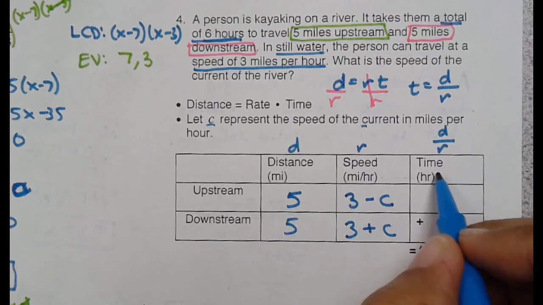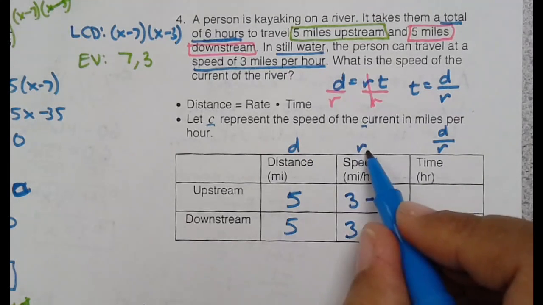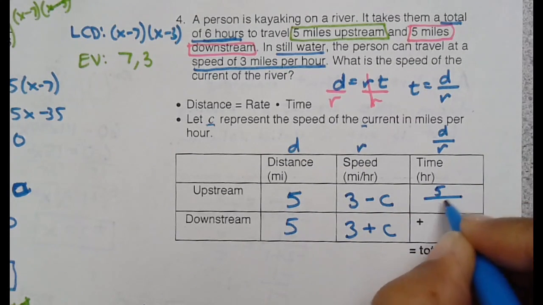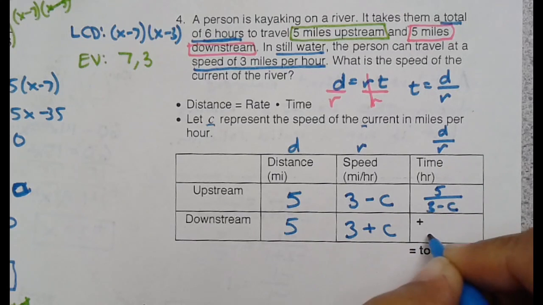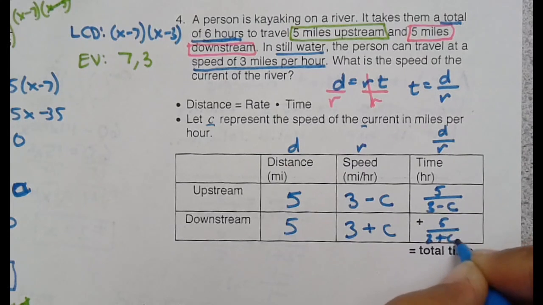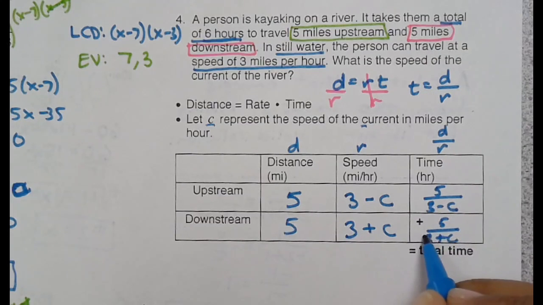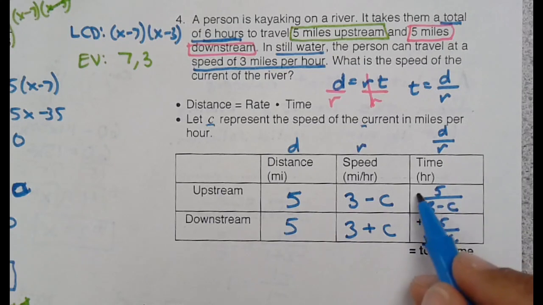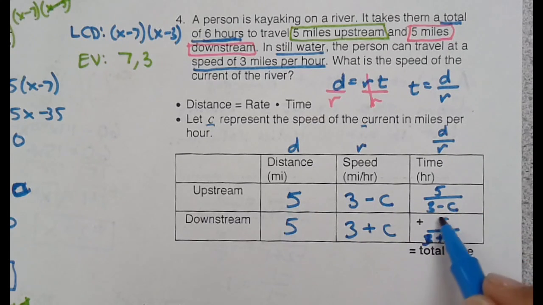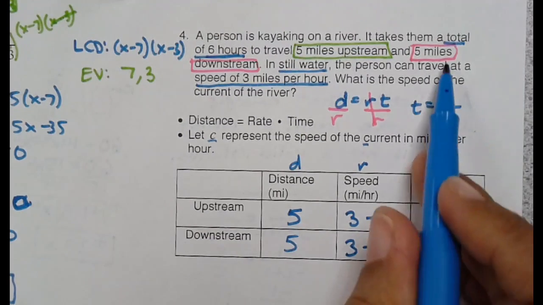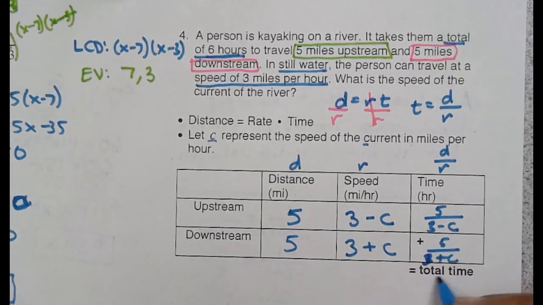All right, let's go ahead and do the time. So it's basically distance divided by rate. 5 over 3 minus c. Here, distance 5 over 3 plus c because of downstream. All right, the total time. This is the time it took to go upstream. This is the time it took to go downstream. But we had a total of 6 hours for this whole travel time.